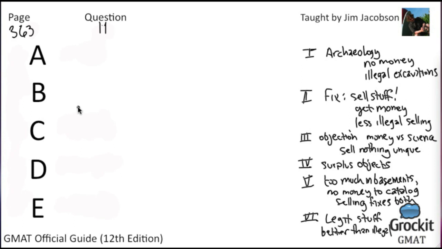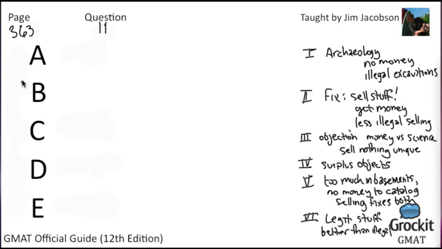So we find out about museum basements in basically the fifth and sixth paragraph, where we find out that they have way too many of these things in their basements. They don't have the money to catalog them, and no one can see them when they're in the basement. So the answer choice will be something like that. A, museum officials rarely allow scholars access to such artifacts. Well, we don't hear that.